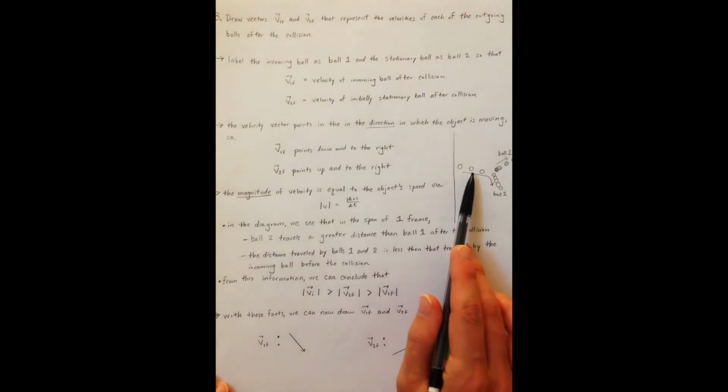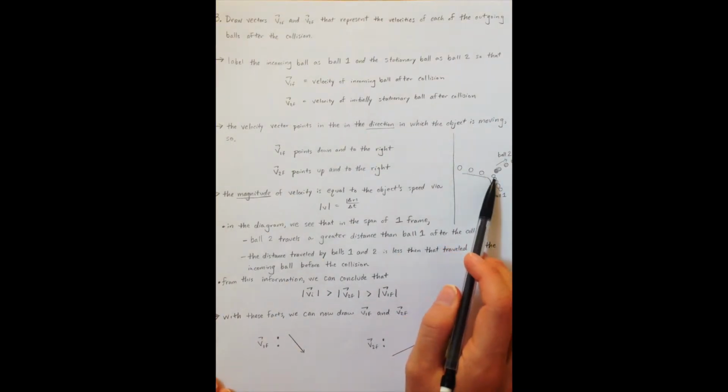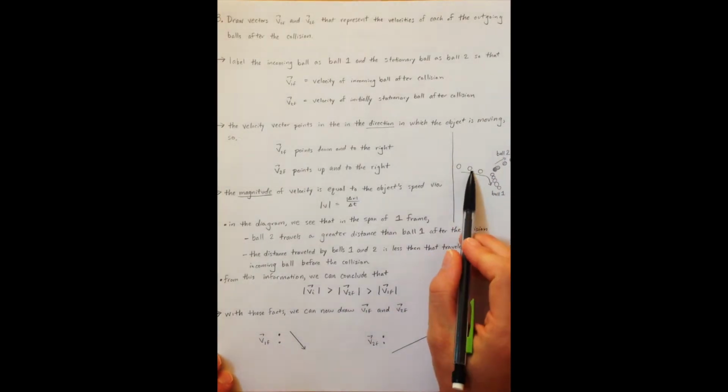In this picture, each of these circles represents where each of these balls were at a given instant. This diagram here shows the position of each ball at a specific moment in time. We also see that the incoming ball travels a greater distance than either ball 2 or ball 1 in the span of one time frame. From this information, we can conclude that the vector v sub I, which was the velocity of the incoming ball, has a bigger magnitude than the vector v sub 2f, the velocity of ball 2 after the collision, which has a bigger magnitude than v sub 1f, the velocity of ball 1 after the collision.